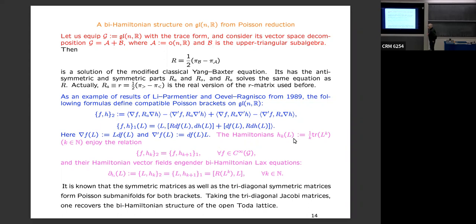And then, of course, on the GLNR there are these general Toda equations, which Professor Darst considered, for example, in his paper on matrix factorizations and integrable systems. I think that was the title of your paper in 1989. It is known, actually, it was shown by Ugal and Ragnisko, that the symmetric matrices, as well as the tri-diagonal symmetric matrices, are Poisson submanifolds with respect to both of these brackets. So in this way, you obtain a Bi-Hamiltonian structure for the so-called full symmetric Toda lattices, and also for the standard open Toda lattices. Those Bi-Hamiltonian structures were known from other sources, but this is a Lie theoretic construction.